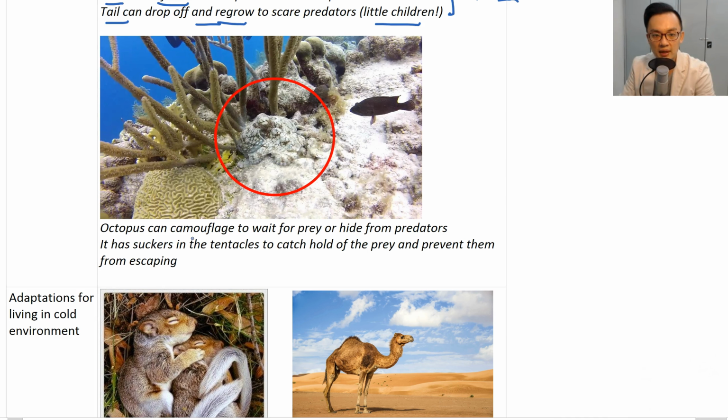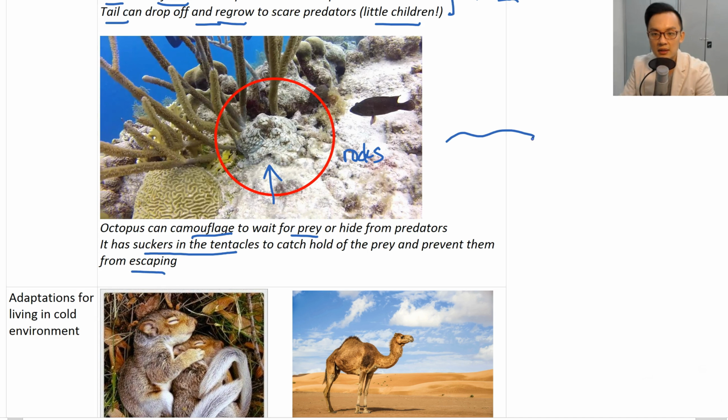So the octopus can camouflage and wait for prey. If you look at it, this is the octopus. It's well camouflaged against the rocks, and it can wait for prey or hide from predators, and it has suckers on the tentacles to catch hold of the prey and prevent them from escaping.